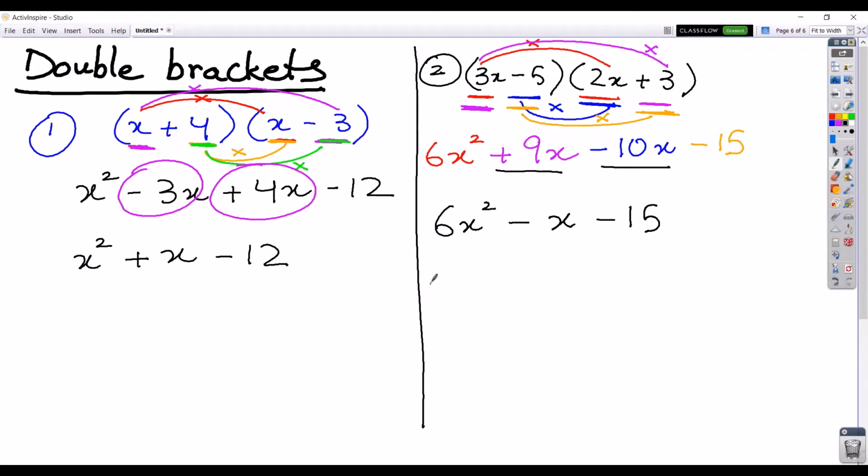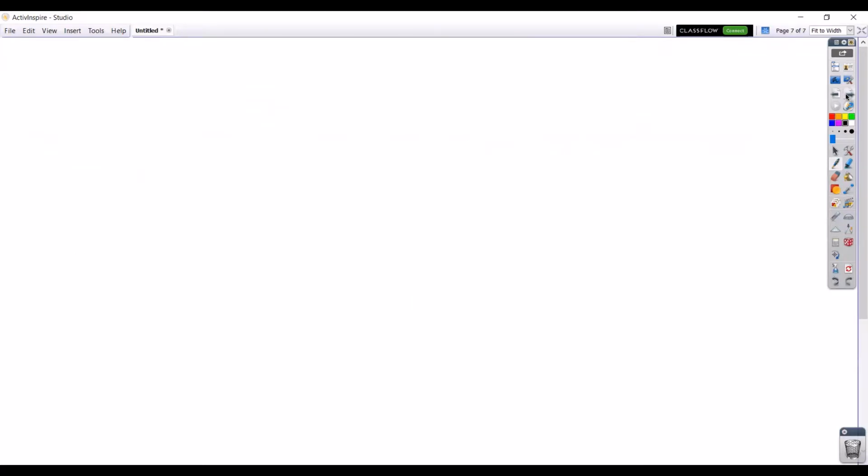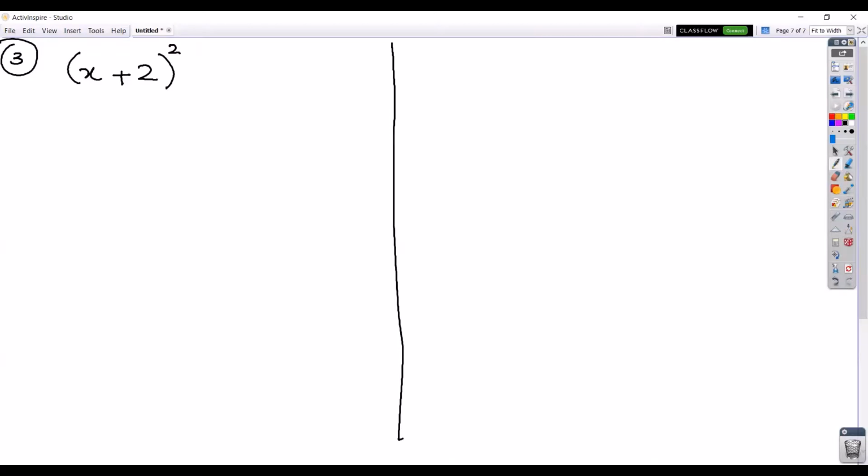All right, now I'm going to show you one more example on expanding brackets. So here's the next example on expanding double brackets. Sometimes we have the bracket written in terms of the power, which is x plus 2 squared. It's exactly the same as writing down the same bracket twice, which is x plus 2 times x plus 2. Once you do this step, the remaining steps are exactly the same as what we have been doing.